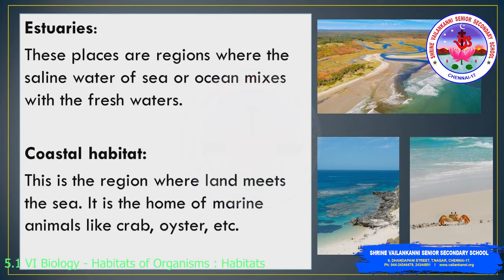And the last type of aquatic habitat is the coastal habitat. The coastal habitat is the region where the land meets the sea. It is the home of many marine animals such as crab, oysters, etc.